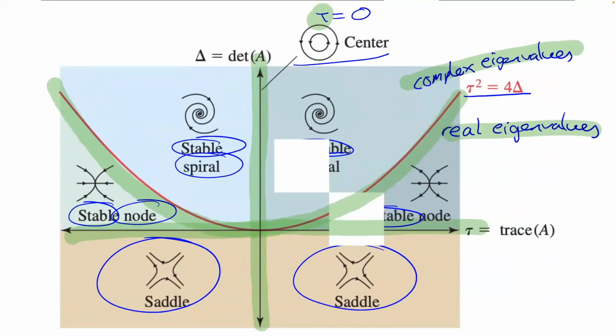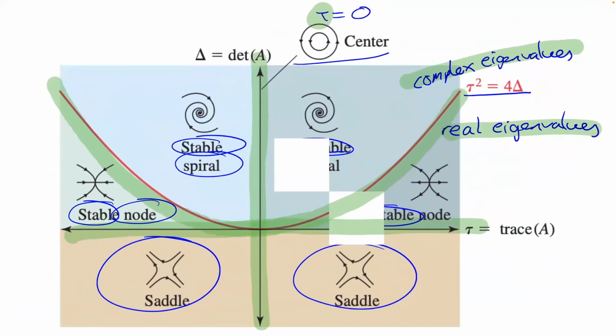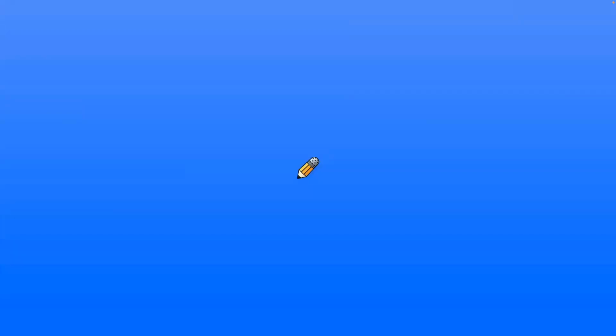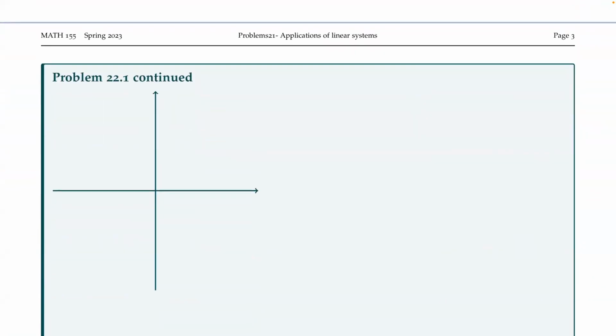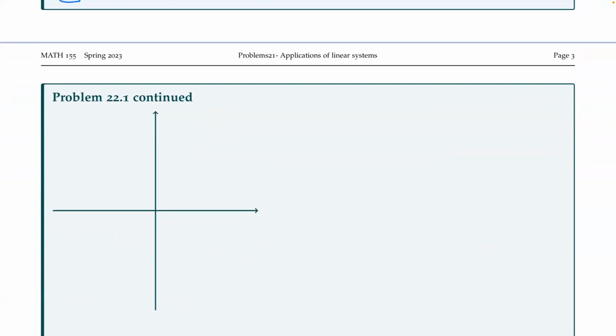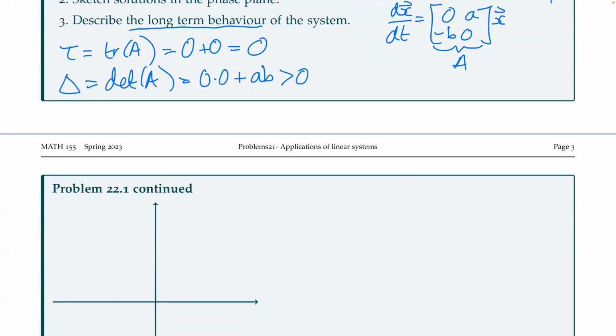So let's go back to the diagram from before. We have the trace being equal to 0 and the determinant being positive. So that means we are up here. That means we have a center. So it tells me that something's going to be circling around. It's a good stage to do either before or after you do your phase planes. Go back and check the trace and the determinant. It doesn't take very long to work them out, but it's pretty handy for making sure that you've drawn the right thing.